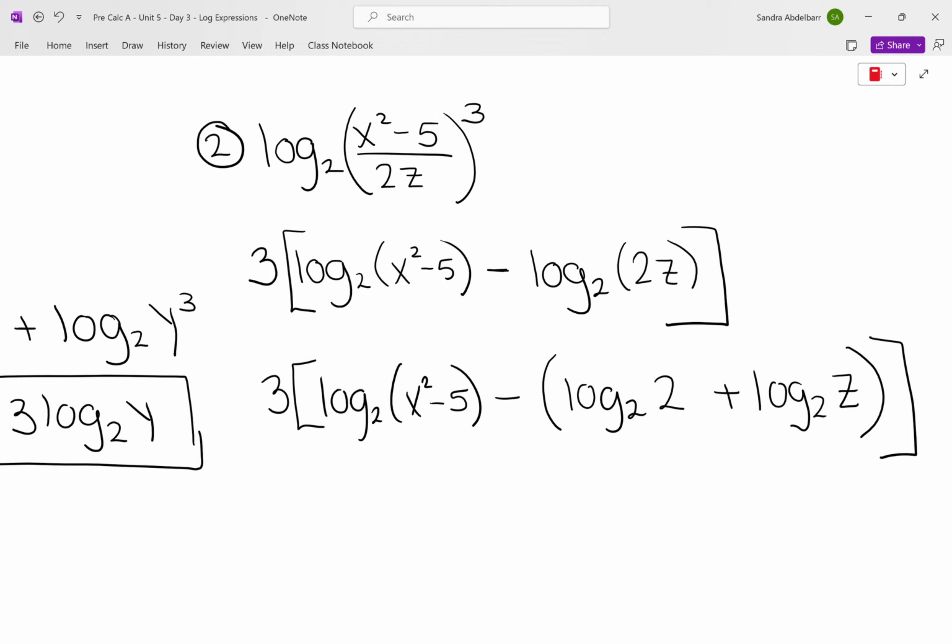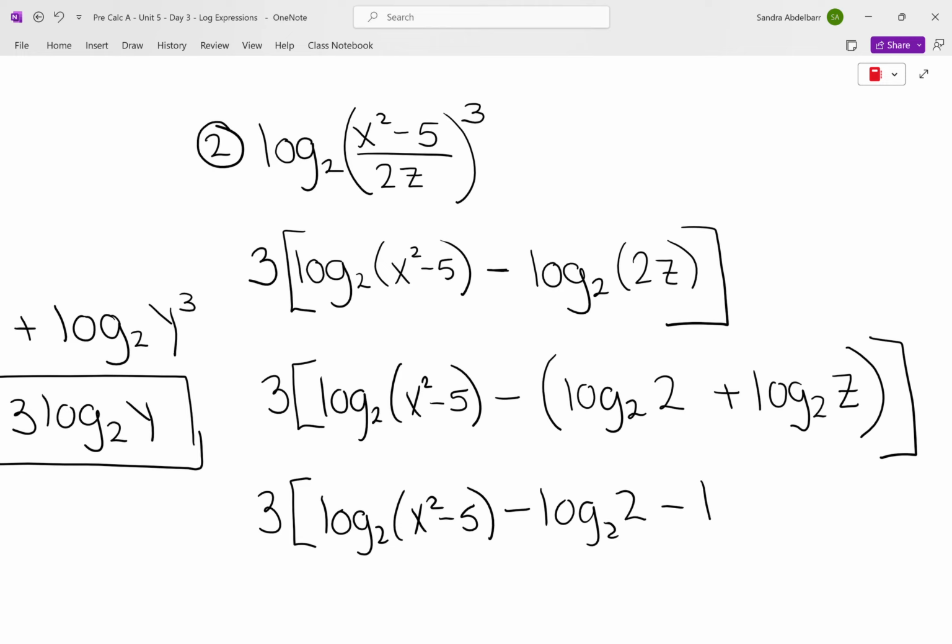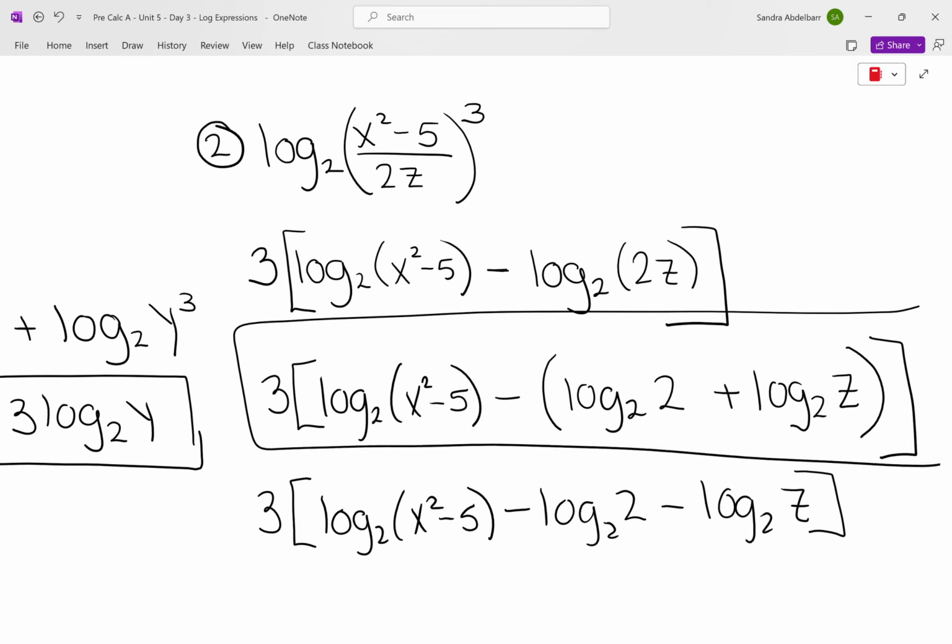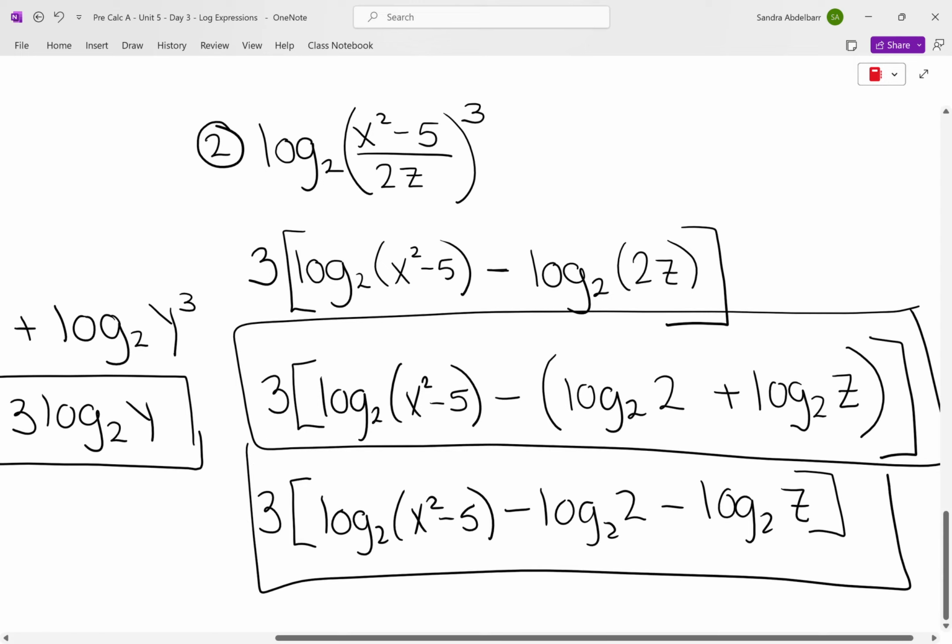So now I'm actually fine if you leave it like this, or you can distribute in the negative. If you wanted to distribute in the negative, that's fine. We'd have 3 times the quantity of log base 2 of x squared minus 5 minus log base 2 of 2 minus log base 2 of z. Do you have to do that though? You do not. If you gave me this, I'd be fine with it, to be honest with you.